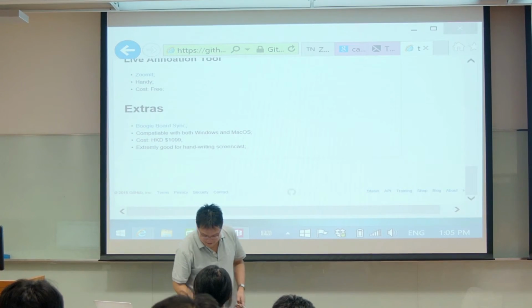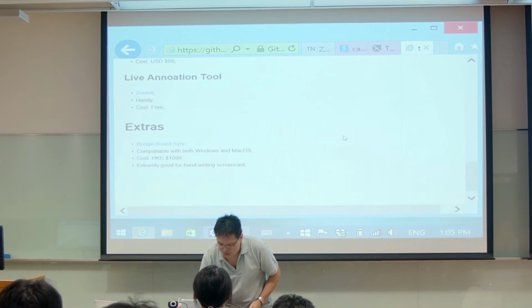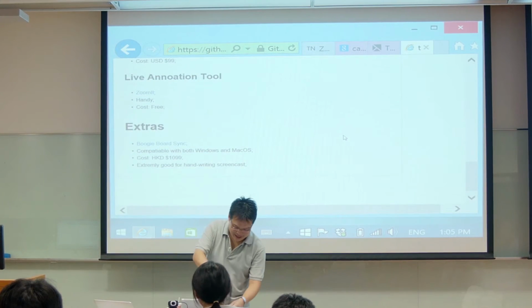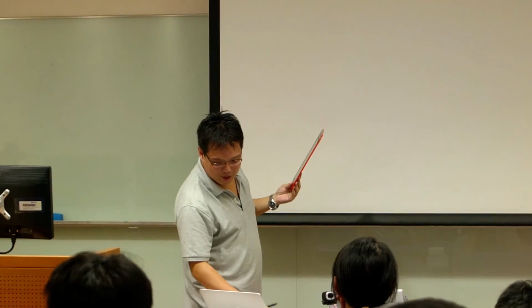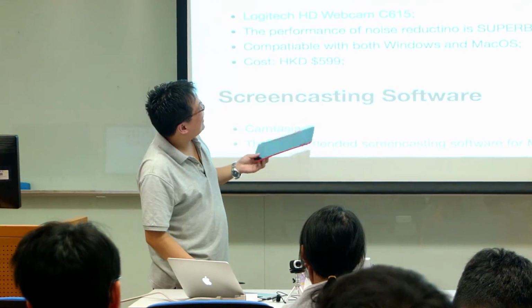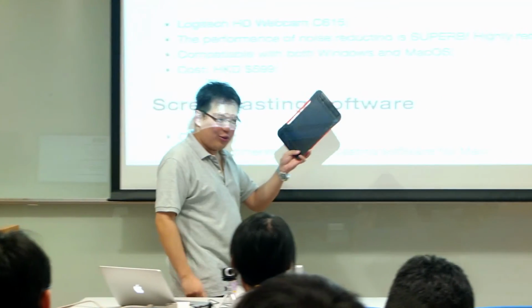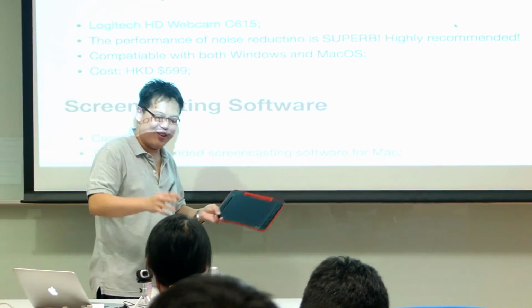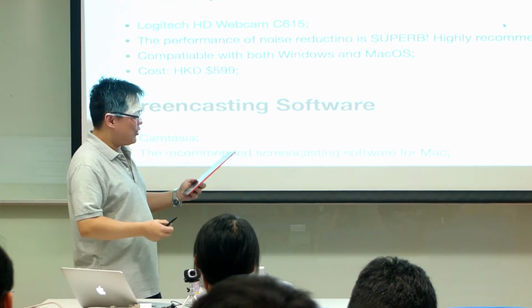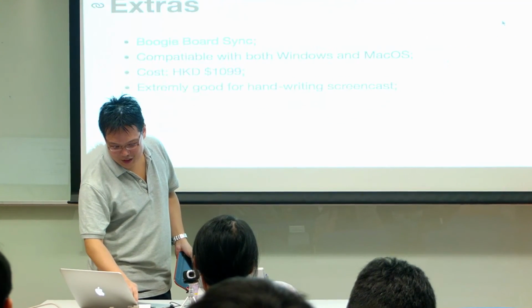Okay, so this is about Windows. Now one more thing that is not Windows and not a Mac, but comes with a pen here. So this is what I bought. You don't believe where I bought it. I bought this board in Kowloon Tong. It's not any electronic thing. This is called Boogie Board.